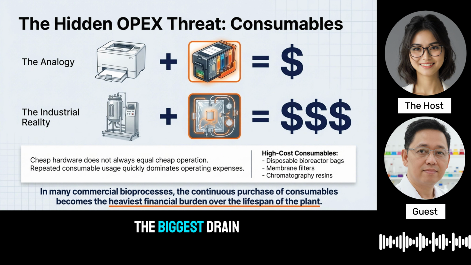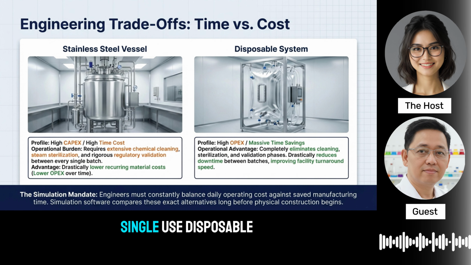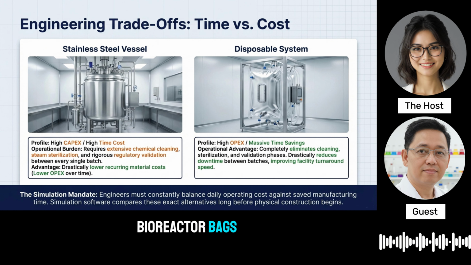You would assume the biggest drain on cash would be specialized raw materials or salaries for the PhD scientists. But in many biopharma processes, the dominating OpEx cost is actually consumables. Consumables being the items that are used once or maybe a few times and then totally replaced. Right. We're talking about highly engineered, single-use disposable bioreactor bags, specialized membrane filters, and incredibly expensive chromatography resins.